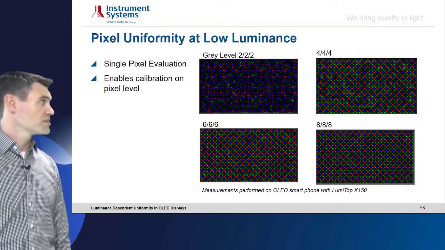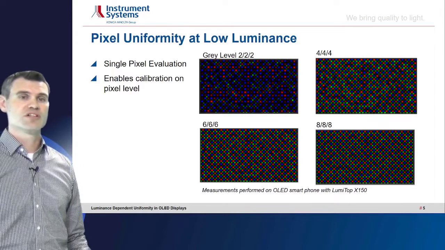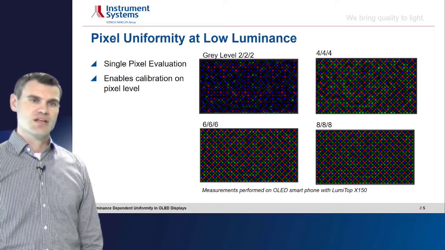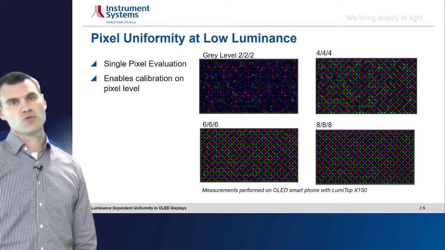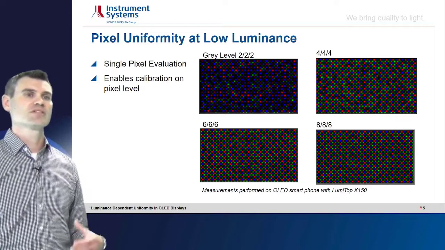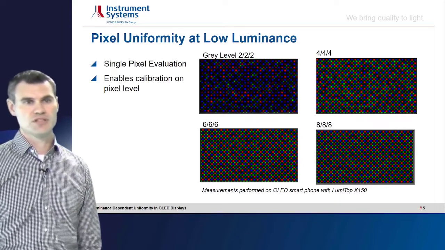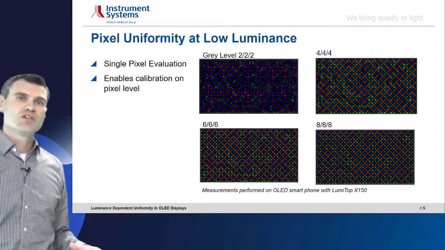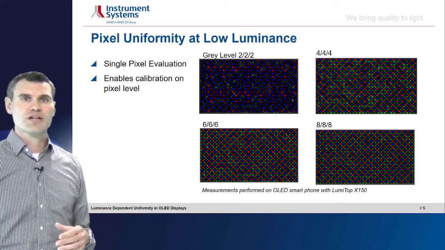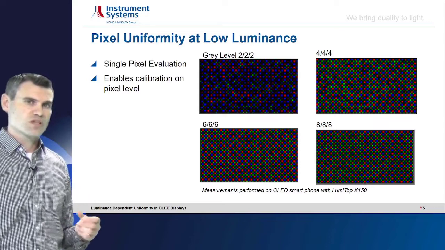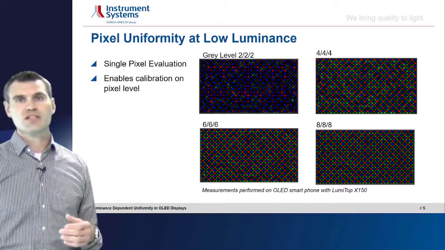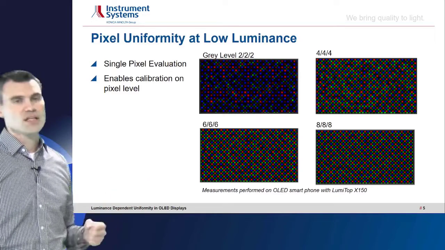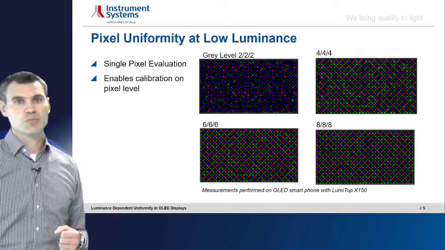Another example is this one, which shows the uniformity on pixel level, which was measured with our LumiTop X150 device. And this device has a resolution of 150 megapixel and enables single pixel evaluation even for larger DUTs. You can see that for decreasing gray levels, the individual pixels start to be brighter or less bright than the others. So there's really a non-uniformity in luminance and will also lead to false colors. So there's really the need to calibrate, and with these measurements you are able to calibrate this on pixel level.